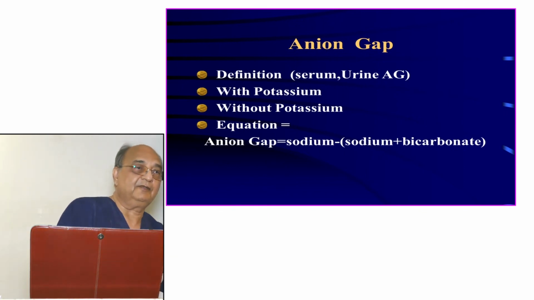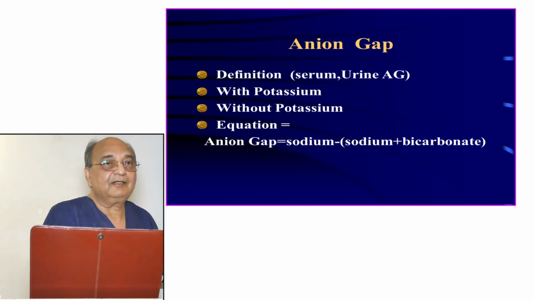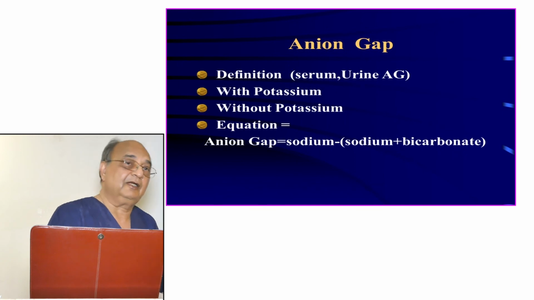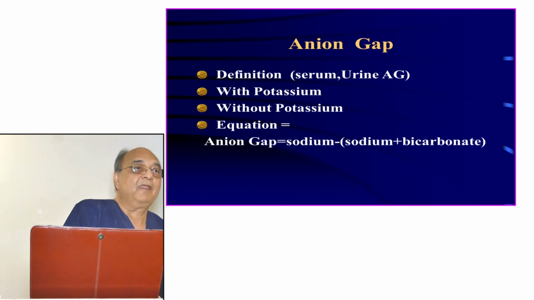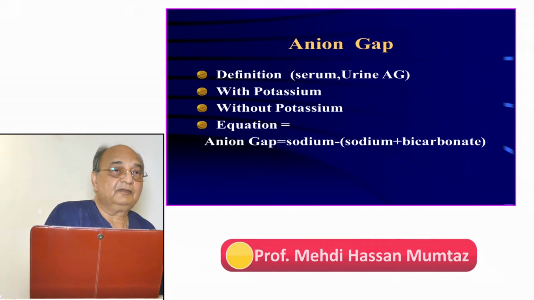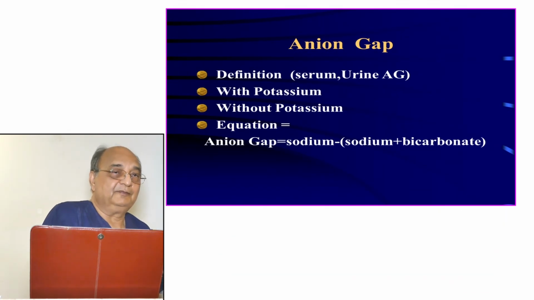It is the difference of cations and anions. Commonly it is sodium minus chloride and bicarbonate. So this is anion gap because the anions are less, that's why it's called anion gap. Sometimes with potassium, some people calculate. And hypoalbuminemia, that is also a negative ion, so this gap becomes less.